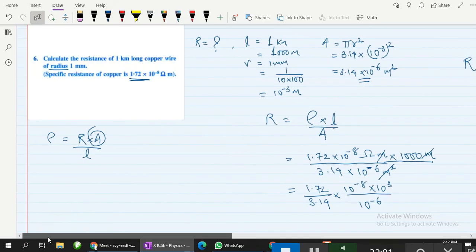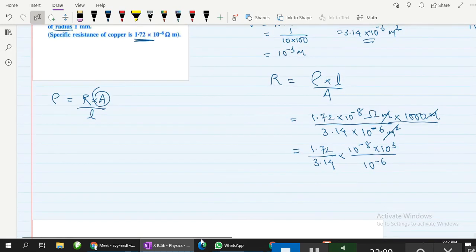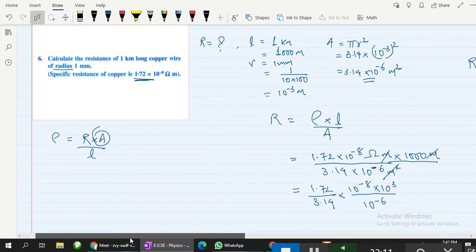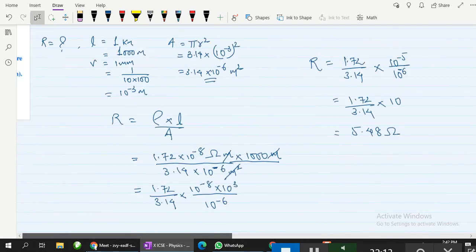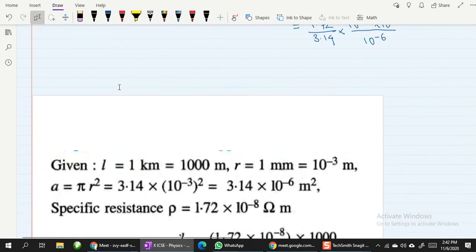Let me check the answer. Yeah, so they have rounded off to 5.5. I'm getting 5.48, they are getting 5.5. But this is the method. So it's important to remember the formulae and conversion methods for these questions.